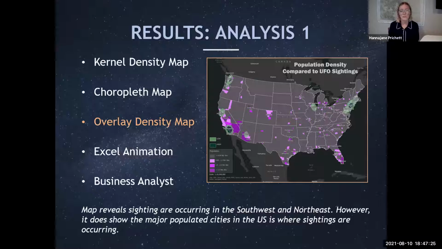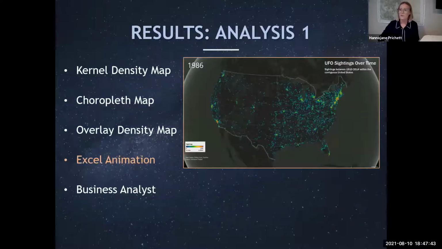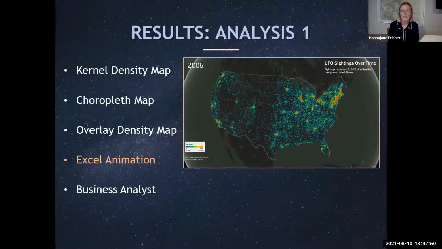This overlay map reveals sightings are occurring heavily in the Southwest and Northeast, and it does show major populated cities in the US is where sightings are occurring. So by this map, we are able to see a clear pattern emerging that population and frequency of sightings are related. So for the sake of time, I'm only going to show the last 10 seconds of this animation. We see in the last few years, the volume of sightings growing at an exponential rate, and I believe this phenomena will only grow due to less stigma surrounding reporting.